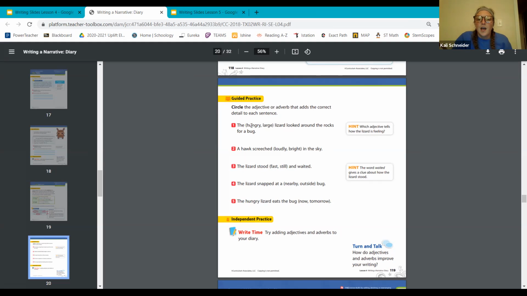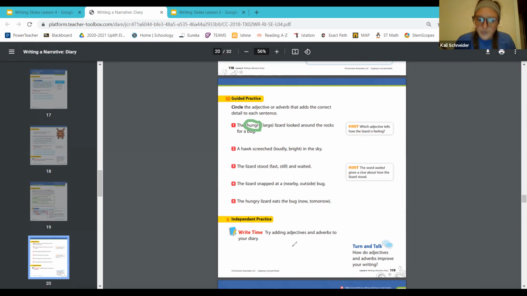So let's try. The hungry lizard looked around the rocks for a bug. Or the large lizard looked around the rocks for a bug. Well, which adjective tells how the lizard is feeling? It definitely makes more sense for us, right? Because we know lizards like to eat bugs. It would make a lot more sense for us to say the hungry lizard looked around the rocks for a bug. We could call it just a large lizard, but it doesn't make sense why he's looking around for bugs. He's looking around for bugs because he's hungry. All right, let's look at the next one.